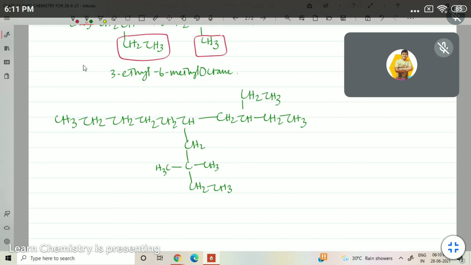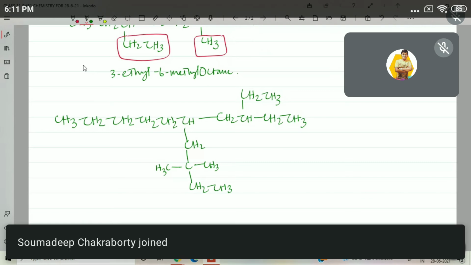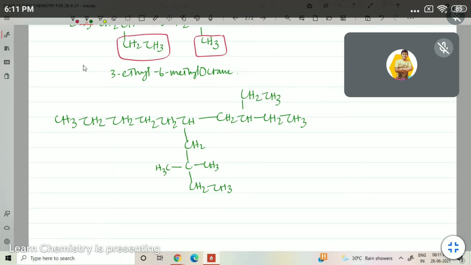Now what about this one? Can you find out the longest carbon-carbon chain?